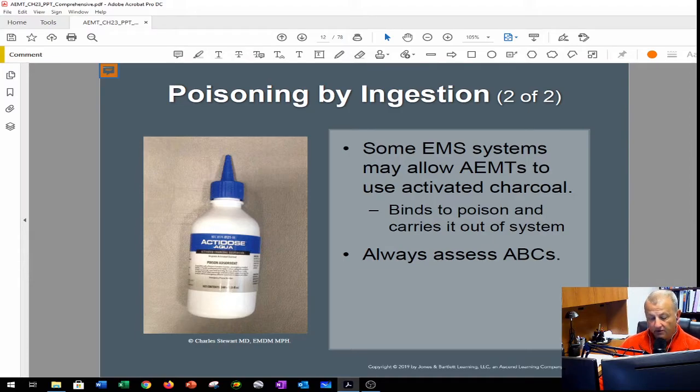Here we have activated charcoal, and I think I mentioned before, I never use it, but I used it the other day. So it's definitely there for a reason. What it does is it absorbs the poison and helps to remove it. And a lot of that's what it is used for.